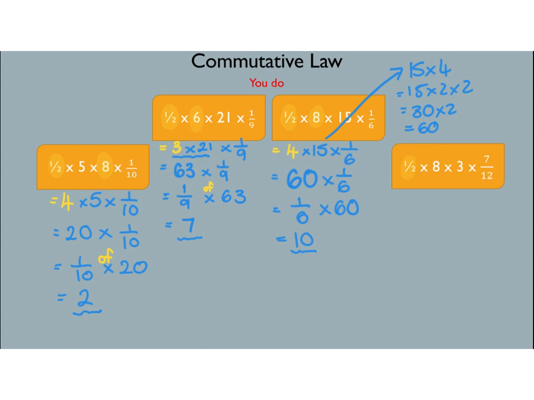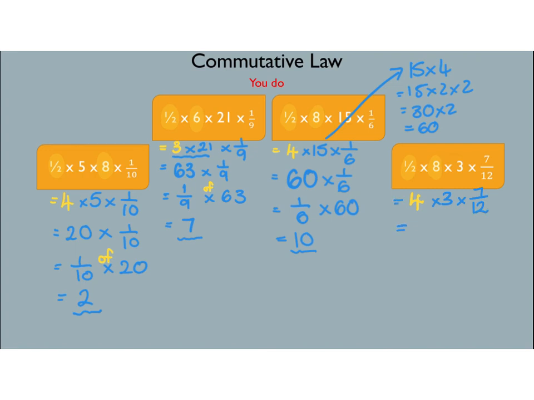Okay, next one. Oh, half of 8. It's another one with an 8 in it. Half of 8 makes 4. And I still have to multiply by the 3. Oh, this one's a wee bit trickier. And I've still got to multiply by the 7/12.